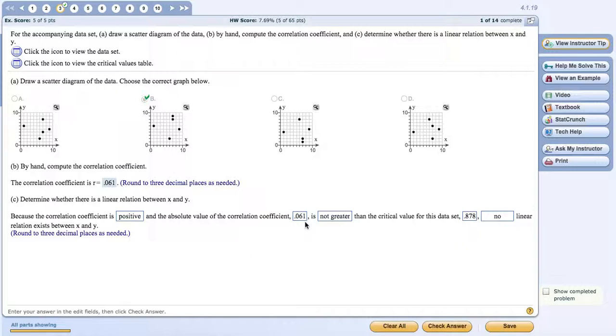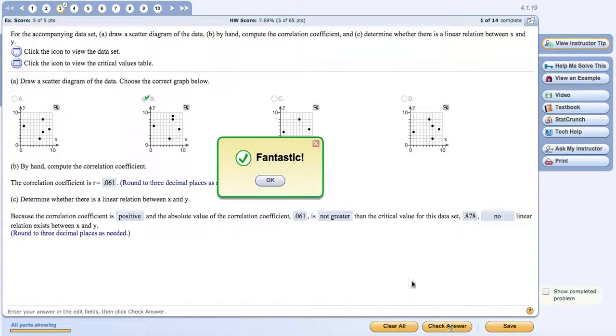The 0.061 is very far away from a linear pattern, and it's not greater than the 0.878. This would have to be larger. So I hope this makes sense, and let me check my answer.